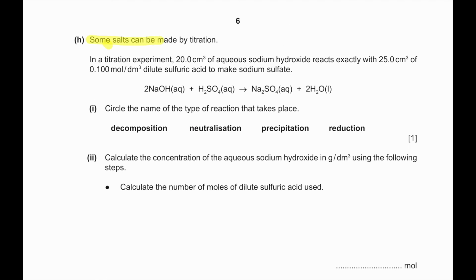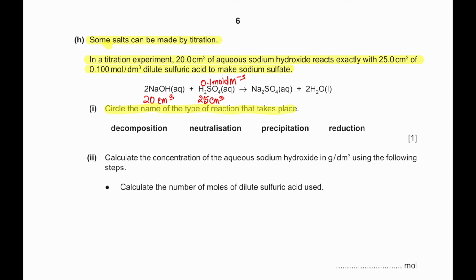Some salts can be made by titration. In a titration experiment, 20 cm³ of aqueous sodium hydroxide reacts exactly with 25 cm³ of 0.1 mole per dm³ sulfuric acid to make sodium sulfate. So guys, let's write down the information. 25 cm³ and the concentration is 0.1 mole per dm³. And on the other side we have 20 cm³ of sodium hydroxide.